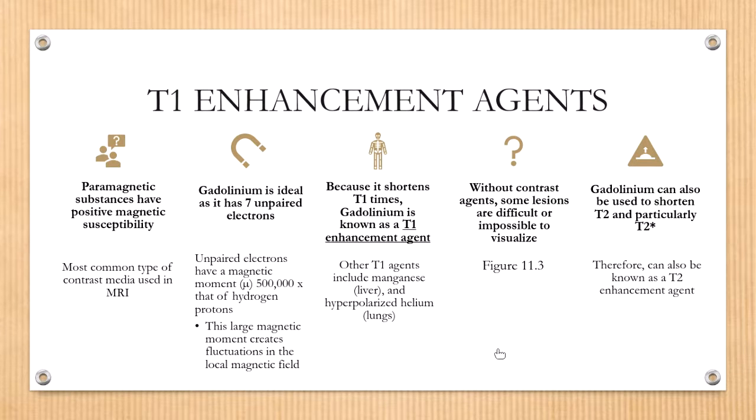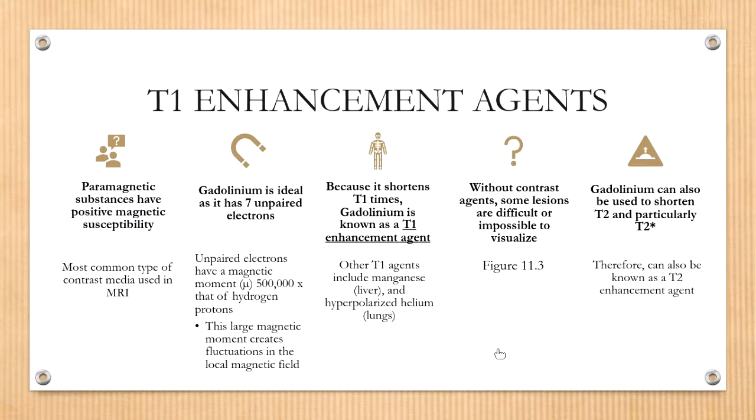And then we'll talk about the other 2 pictures in just a little bit, but just for now, notice the difference. When you have a patient come in with certain symptoms and you don't give them contrast, you might run the risk of missing a lesion that could possibly be the reason why they are experiencing the symptoms that they're experiencing. And finally, gadolinium can also be used to shorten T2 and particularly T2 star times.